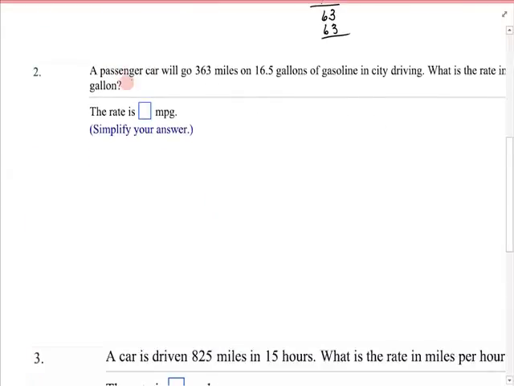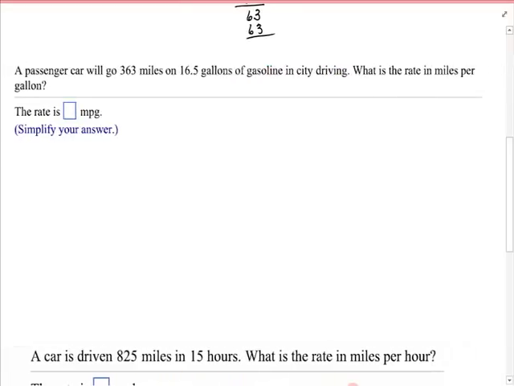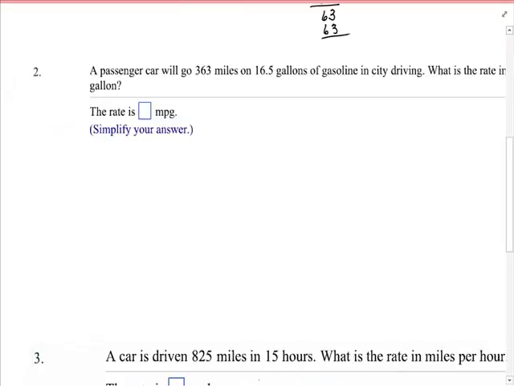It says a passenger car will go 363 miles on 16.5 gallons of gasoline in city driving. What is the rate in miles per gallon? When it says that, it definitely tells you to put 363 miles on top and 16.5 gallons on bottom. They are using the abbreviation MPG. So let's just see what that turns out to be.